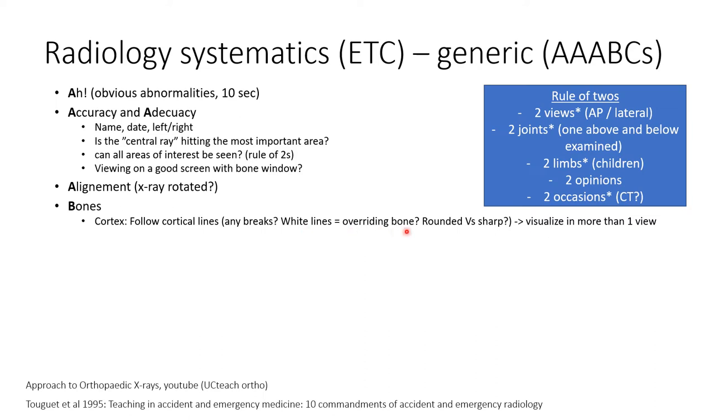Are there any white lines overriding the bones? Are they rounded or sharp? Rounded is usually old. Sharp, or like if you have a small sesamoid bone, whether or not this is an avulsion, if you're questioning that. If it's round and it has smooth edges, then it's more likely to be something that is old, not a fracture. But if it's sharp or there's a sudden break in it, then it's probably a fracture.